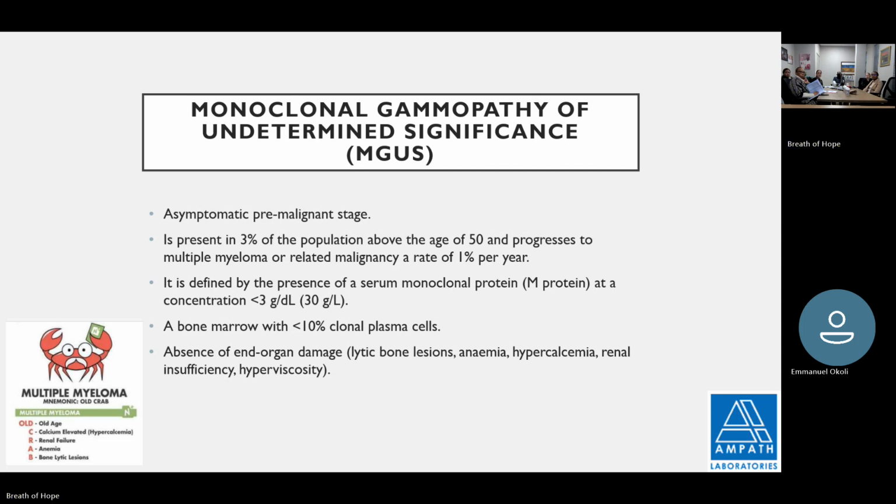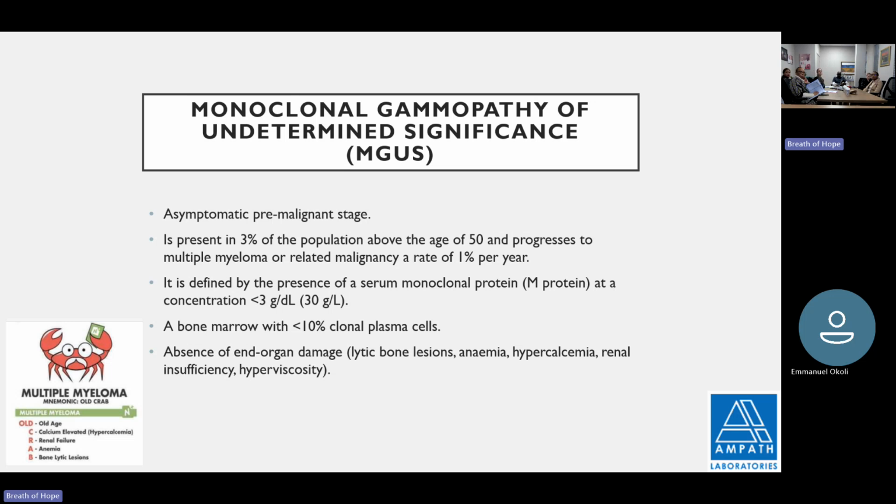And it progresses to multiple myeloma at a rate of about 1% per year. And while we diagnose this, it's actually accidental. The patient will come and you'll do an SPEP, and we'll see that this monoclonal protein is less than 3 grams per deciliter.